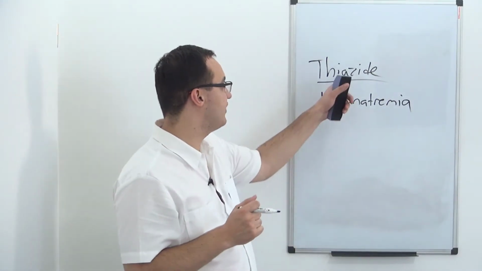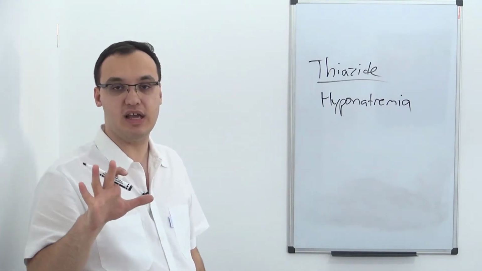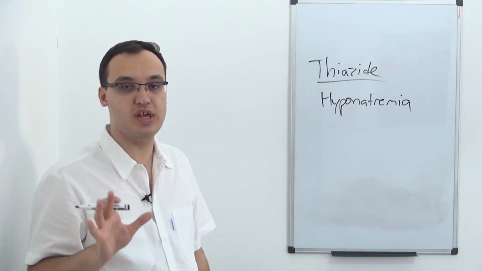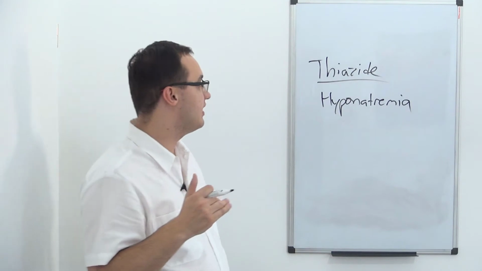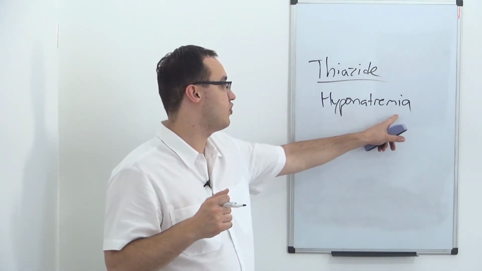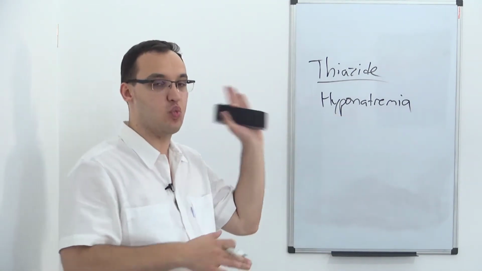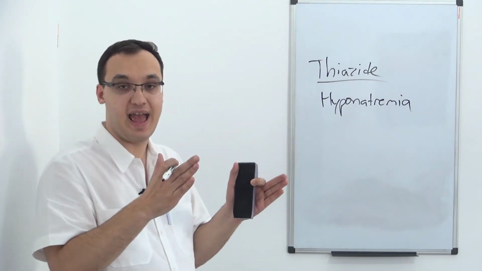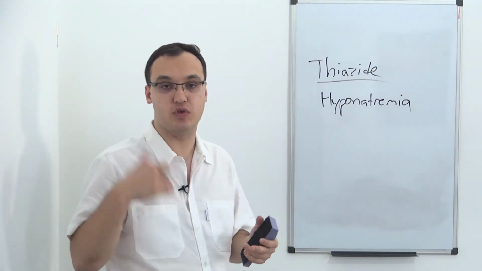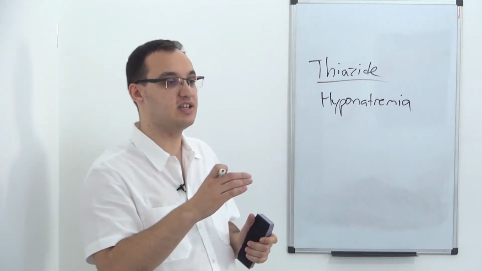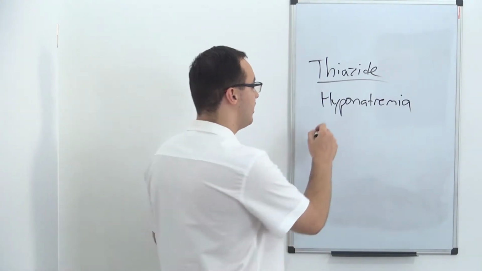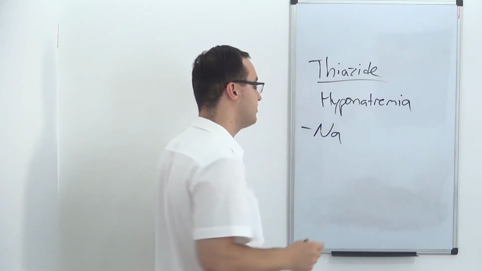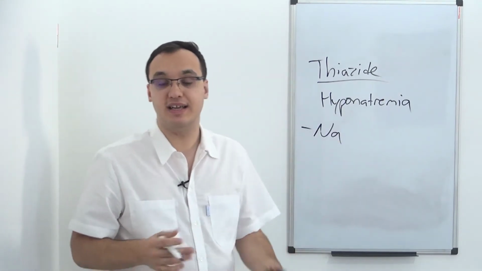And when you give a thiazide diuretic, in, for example, 1 week, 2 weeks, you will see that the patient will get hyponatremia. And usually this happens in the first 1 to 3 months. And usually it's only diagnosed after 1 year. So the patient comes in and I see in the chart that he has a very low sodium level, hyponatremia, and then I need to find a cause.